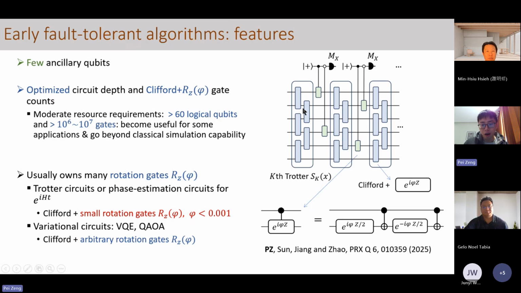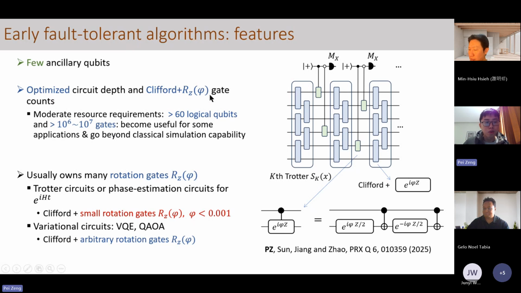So for example, in our paper we have this shorter LCU-based Hamiltonian simulation, and in this circuit you have some shorter segments. In each shorter segment you have many CNOTs and some rotation gates. So this is a Clifford plus phi architecture.